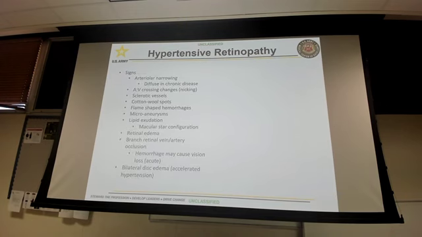Long list of signs when we're looking into the eye. So that narrowing that we were just mentioning of the arteries. You can have a crossing pattern change with the arteries and vessels, and that's what we call AV nicking. You can have that white fluffy spot, cotton wool spots going on, some hemorrhaging. Very classic pattern of hemorrhaging is what we call a flame-shaped hemorrhage. Have some microaneurysms.